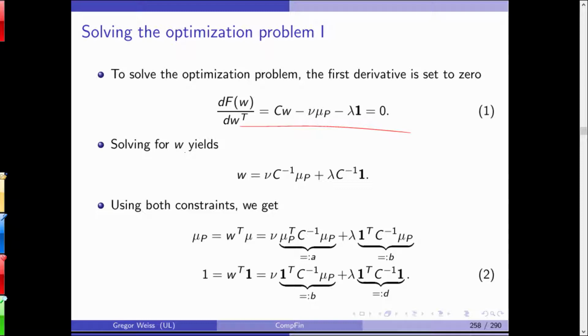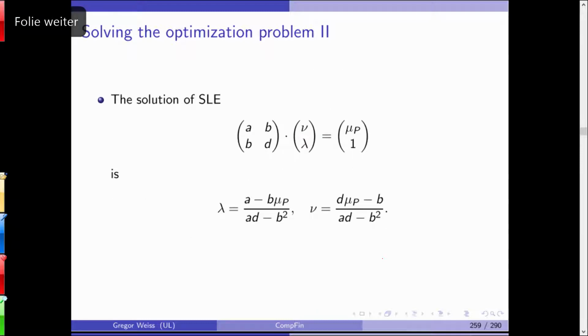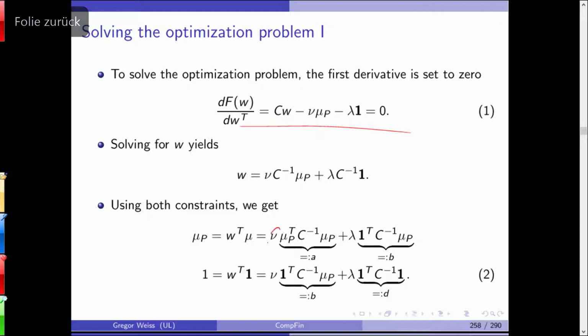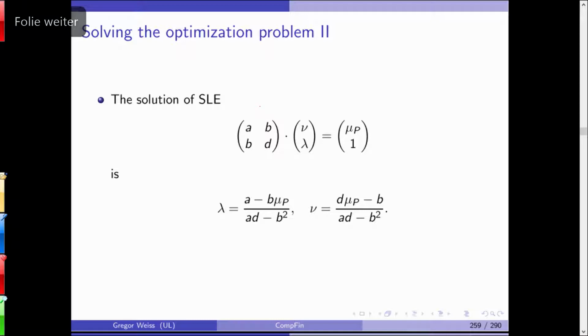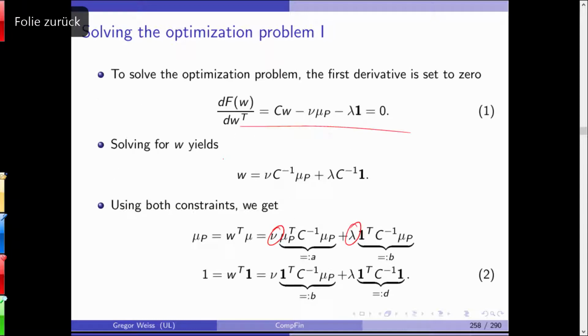If we now use both constraints, this is the first condition. The second condition gets a little bit more complicated, but again you simply take the first derivatives of both constraints. You can see this here, and if we substitute it and set this to A, this to B, and this to D, we get nu and lambda. This is a system of linear equations given by this, and A, B, and D are defined here.